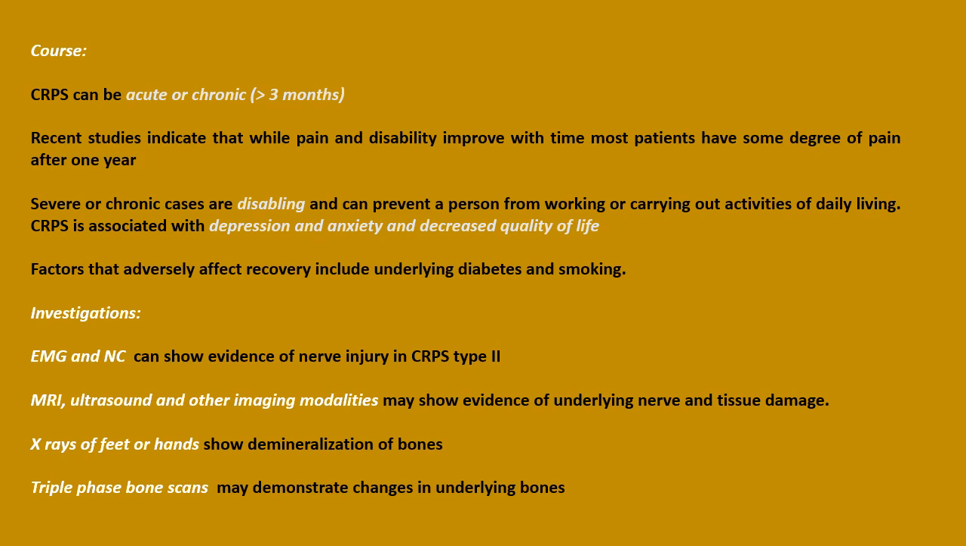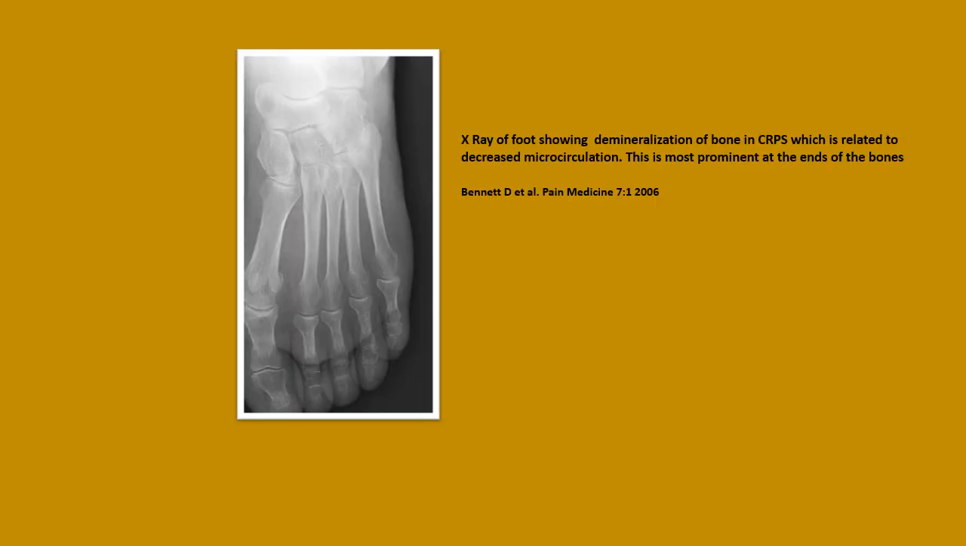Investigations: EMG and nerve conduction study can show evidence of nerve injury in CRPS type 2. MRI, ultrasound, and other imaging modalities may show evidence of underlying nerve and tissue damage. X-rays of the feet or hands show demineralization of bones. Triple phase bone scans may demonstrate changes in underlying bones. This is an X-ray of the foot showing demineralization of bone in CRPS, which is related to decreased microcirculation. This is most prominent at the ends of the bones.